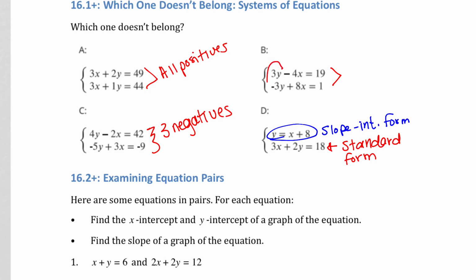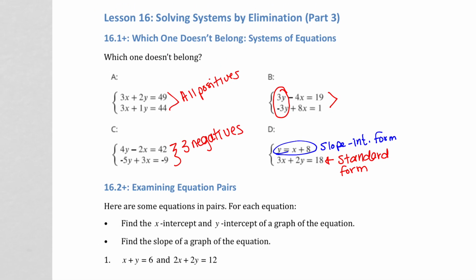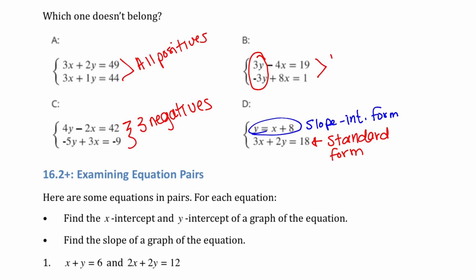Let's see here. What would happen if I added these two together? It'd be 0. What is that called whenever we add or subtract something and it goes to 0? It's elimination. You remember that? So you're able to eliminate the y. All right. Let's go ahead and go to the next part.